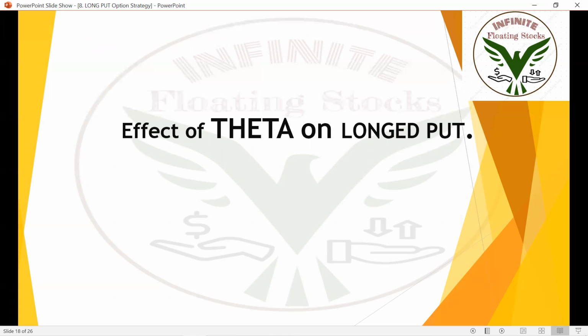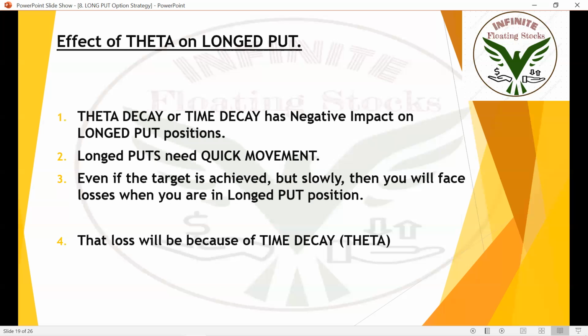You already know theta. Theta is nothing but time decay. If it is taking more time to hit the target, it won't be beneficial. Long put positions should take less time in hitting your targets. Okay. So theta will have a negative impact on long put positions. I repeat, theta decay or time decay has a negative impact on long put positions. Okay, so long put needs quick movement.